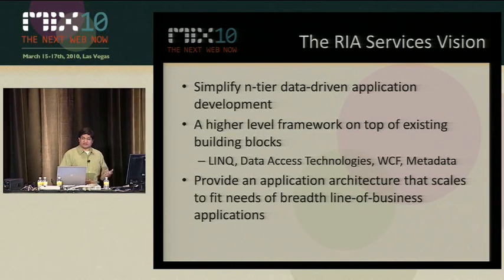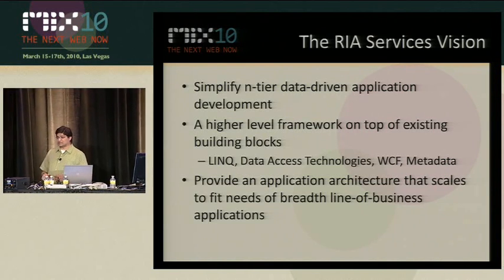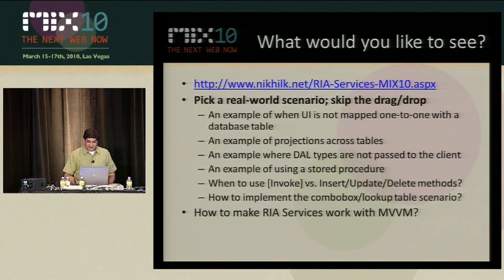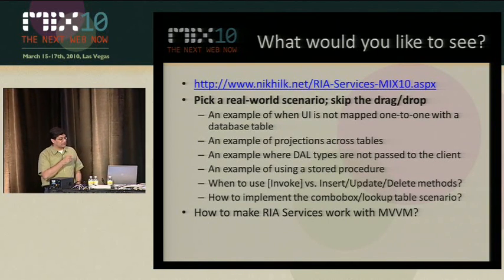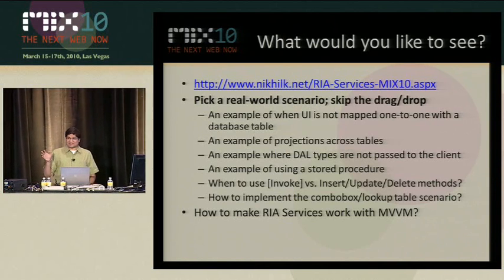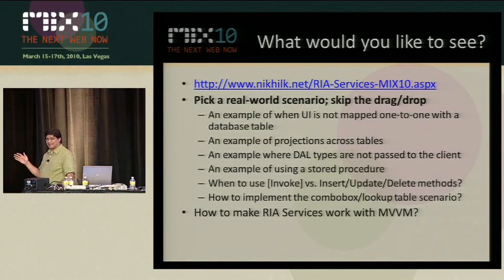In particular, we have Entity Framework, LINQ to SQL, and third-party data access technologies like NHibernate. All of these are interesting, and you can use them with RIA Services. So I did an experiment this time, and I posted a blog post, that's the URL, asking what people would like to see. One theme that emerged was: pick a real-world scenario, skip the drag and drop.